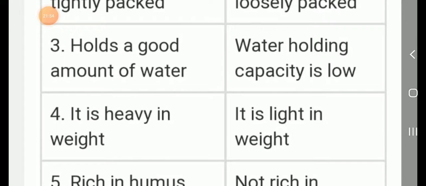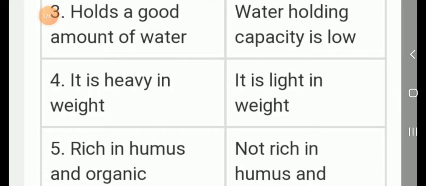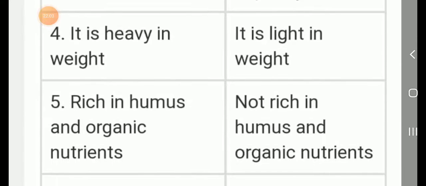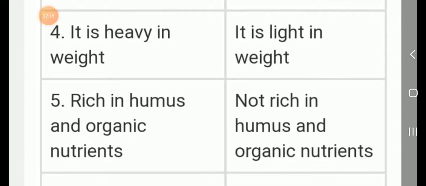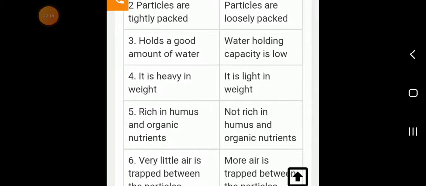Clay soil is heavy in weight. Which one is light in weight? Sandy soil. Next, which soil is rich in humus and organic nutrients? Clay soil. No, sandy soil is not rich in humus and organic nutrients. Clay soil is rich in humus and organic nutrients.